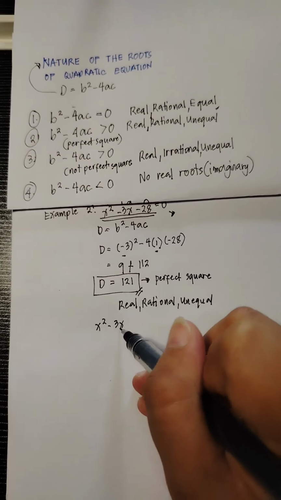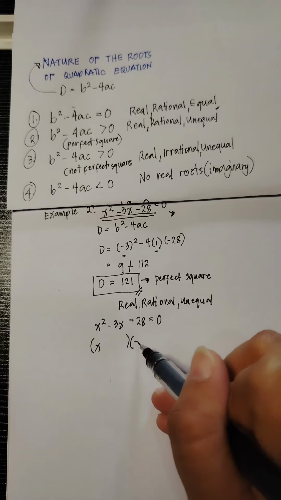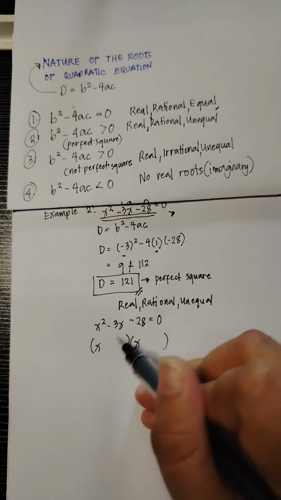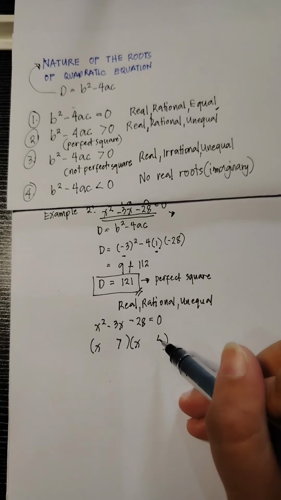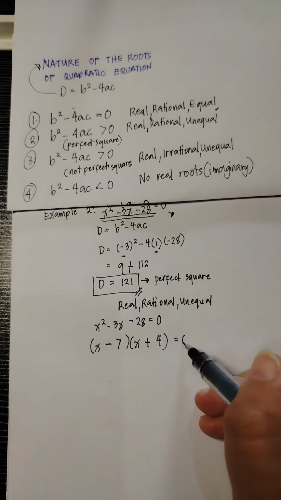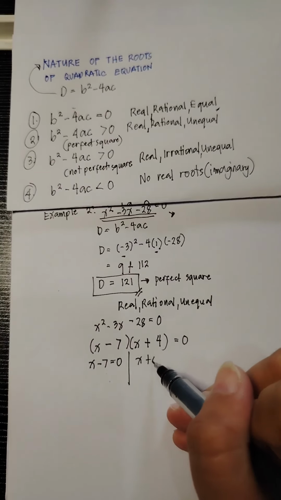x squared minus 3x minus 28 equals 0. To factor this one, we have x times x, factors of negative 28 that can result in negative 3. So we have negative 7, positive 4, right? Equals 0. Using the zero product property, we have x minus 7 equals 0 and x plus 4 equals 0.